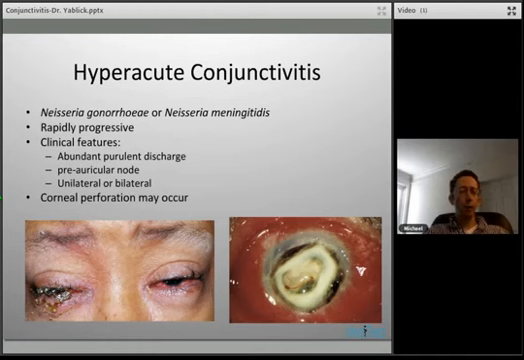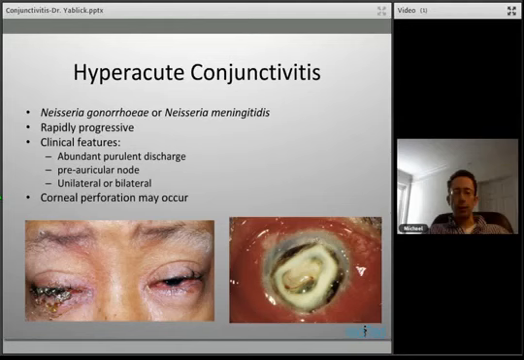Down on the bottom left picture there, you can see this dramatic picture with discharge and lid edema. On the right, you can see that this is a corneal ulceration. Centrally, you can see that the cornea has perforated, and that's actually retina that's coming through the center.